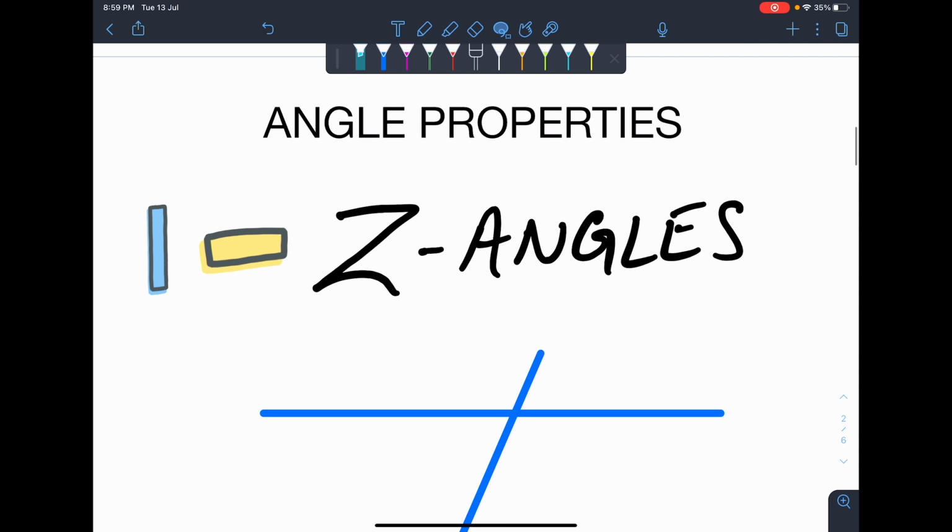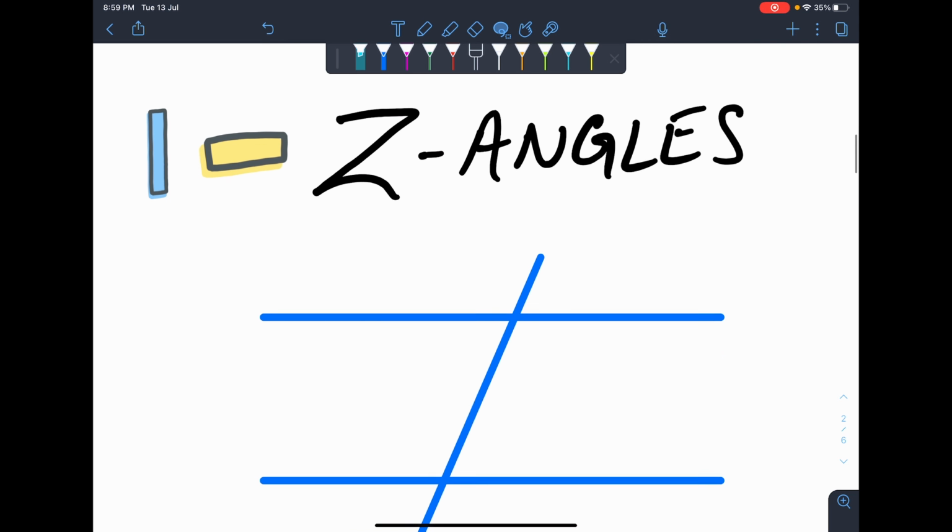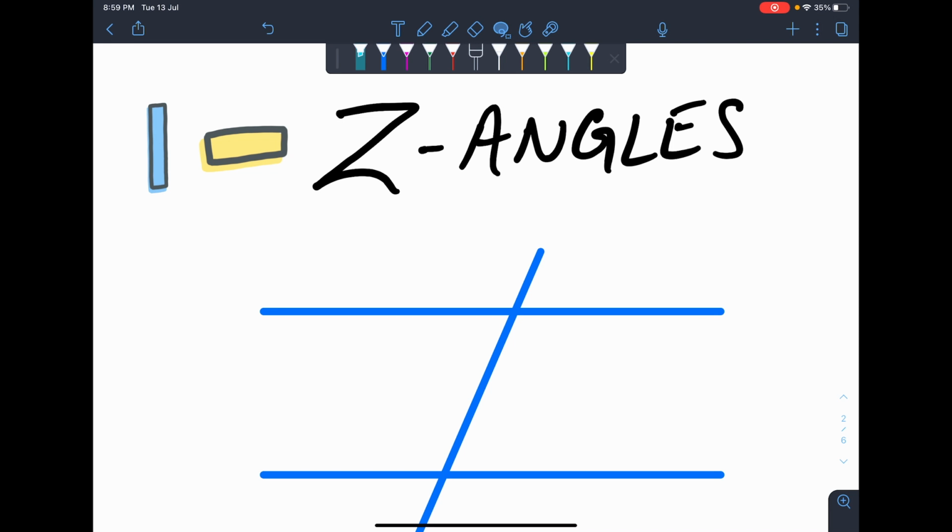These are really interesting and I've broken them down into really interesting shapes as well so that you can recognize them in your exam easily. So number one are the Z angles. I'll be talking about their official names along, but first of all, let's stick to how they look. Now, the Z angles are only possible if you have a pair of parallel lines. If you do not have parallel lines, you cannot have Z angles.